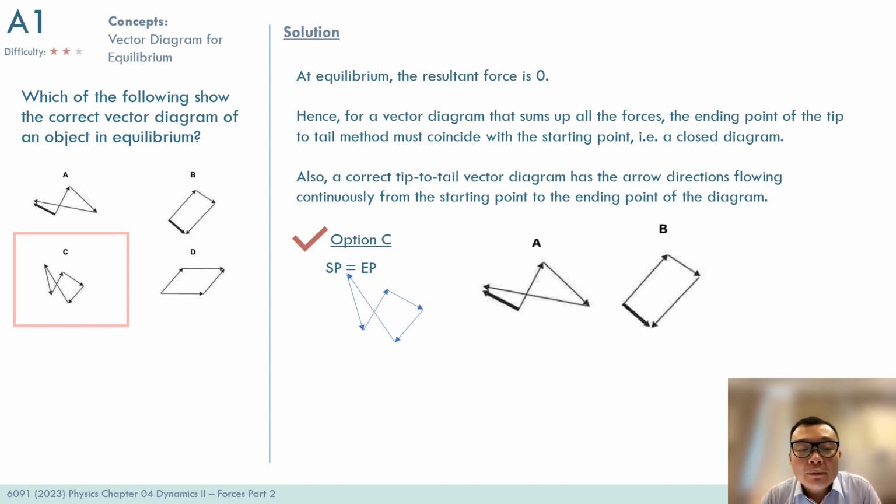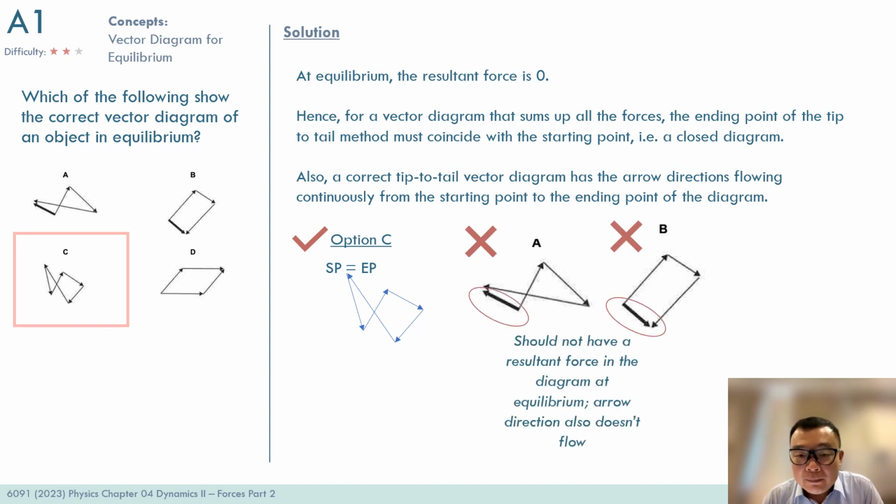Now I will also go through why the other options are wrong. So for option A and B, there shouldn't be any resultant force because the question tells us that we want a vector diagram that represents an object in equilibrium having zero resultant force. In addition, if you trace the direction of arrows, you will notice that for option A and B, the arrow direction doesn't flow in one continuous direction.